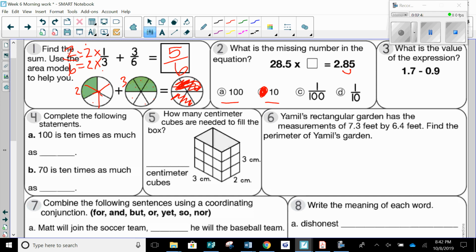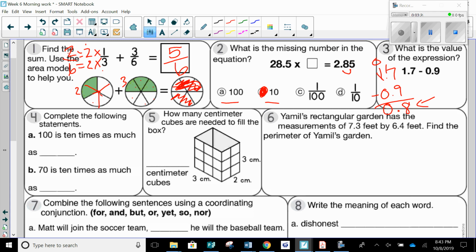It says, what is the value of the expression? I need to rewrite this and line up my decimal points. And I'm not adding. Sorry about that. Minus 9. I can't take 9 from 7. I have to borrow. It's going to give it 0. That's 17. 17 minus 8 is 8. I have to bring down my decimal point, and that's 0. So this is my answer, 8 tenths.